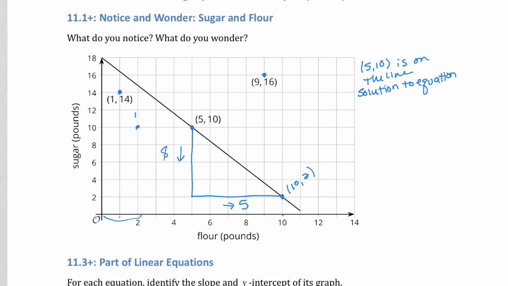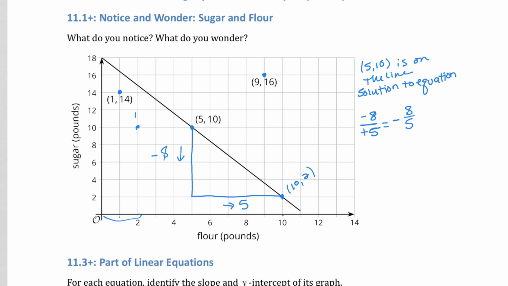Positive. Are you sure about that? It's negative. Why is it negative? Because it's going downward. Okay, so if I'm going down, is that positive or negative? Negative. So we can say negative 8. And if I'm going right, is that positive or negative? Positive. Okay, a negative divided by a positive is a negative. So we will have negative 8 over 5 as our slope.